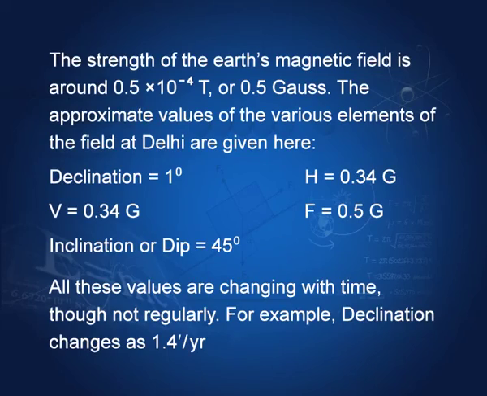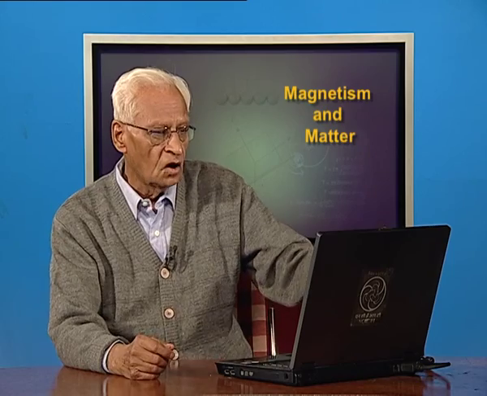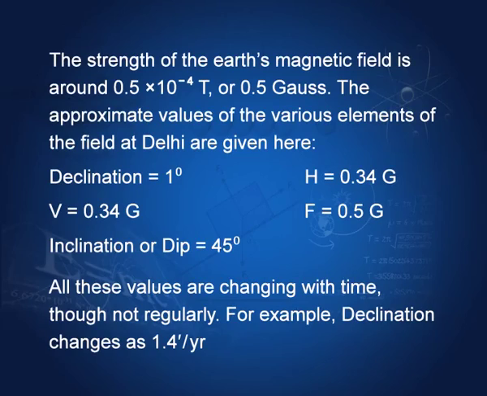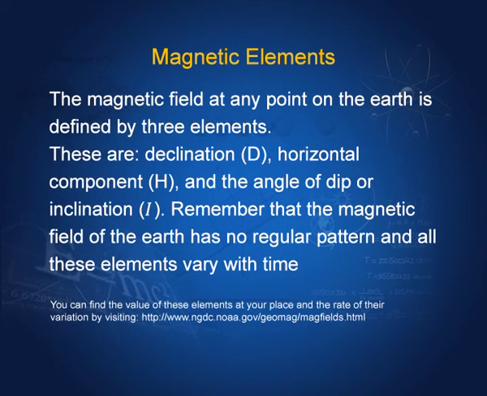The strength of the earth's magnetic field is around 0.5 × 10^-4 Tesla or 0.5 Gauss. Gauss is another unit of magnetic field. To give you an idea of the various elements of the field, their approximate values at Delhi are given here. I have found these values from this site, so you can do it for your own place.